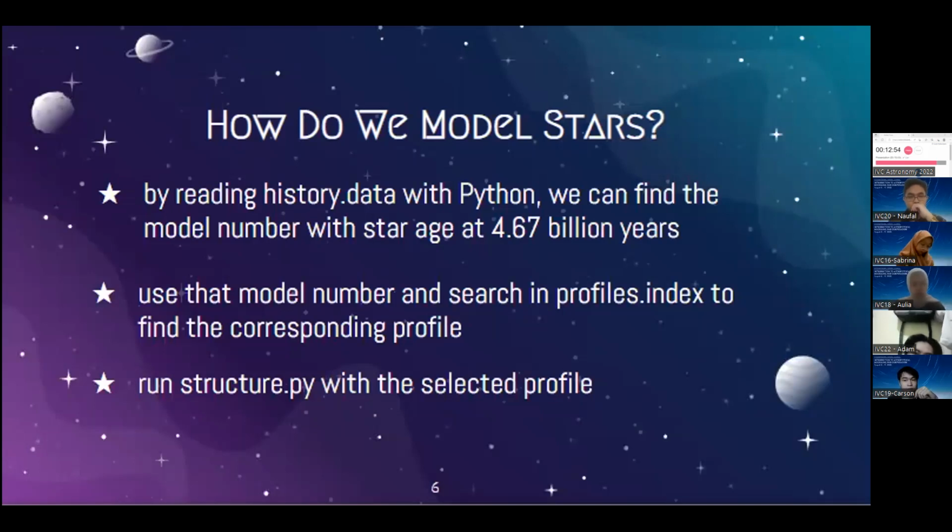We then use the model number and search in profiles.index to find the corresponding profile. The profiles contain information about the internal structure of the stellar model at a single time step. And each profile includes both a set of global properties of a star, such as its age, and a large set of properties for each point in the model of the star. Then we run structure.py with the selected profile.